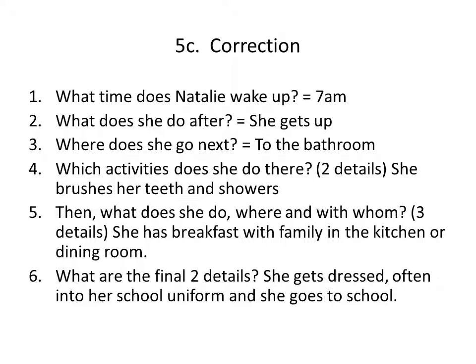Number 5, then what does she do? Where and with whom? So there's 3 details there, worth 3 points. What she does is she has breakfast for 1 point. With whom is with her family for another point. And where? In the kitchen or dining room for another point. Question 6. What are the final 2 details? She gets dressed, often into her school uniform, and she goes to school. So give yourselves marks for that and pause if you need to. And press play when you're ready to continue.